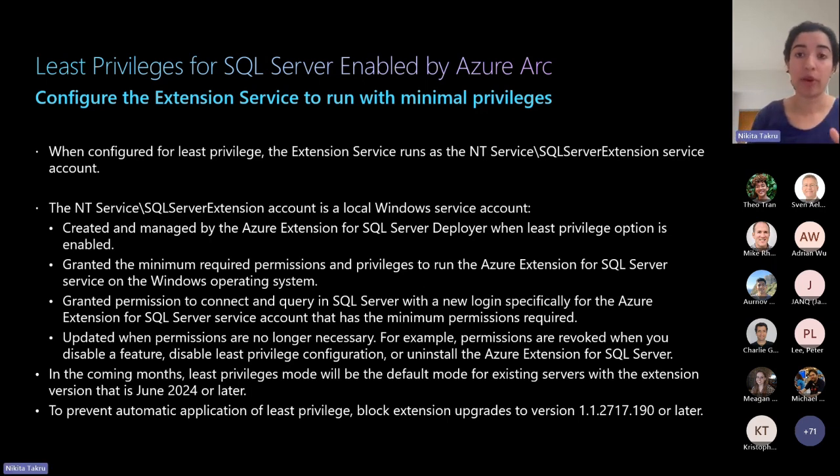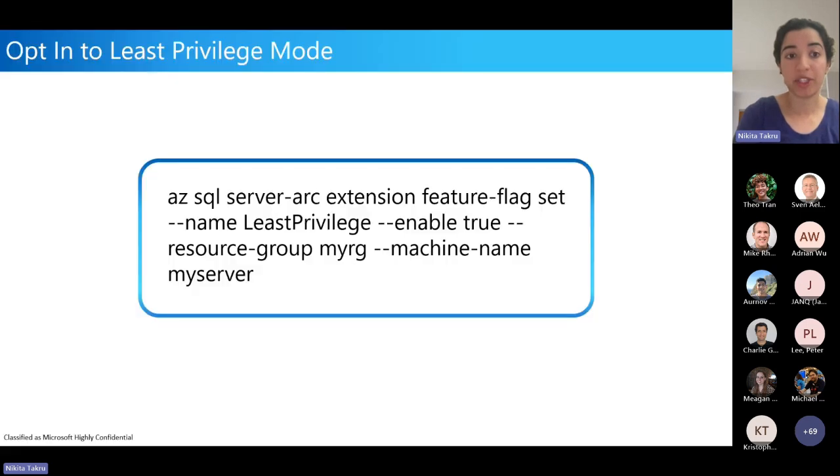One of the things that I want to point out right now in our documentation page, you will actually notice that you can opt into this least privileges mode. There's a CLI command, and I'll show it to everyone in the next slide as well. In the coming months, this will actually be the default mode going forward. So you'll notice least privileges mode for added security will be made available to you. If for some reason you want to prevent this automatic update, then all we say is, block the extension upgrade to a specific version, which is listed here.